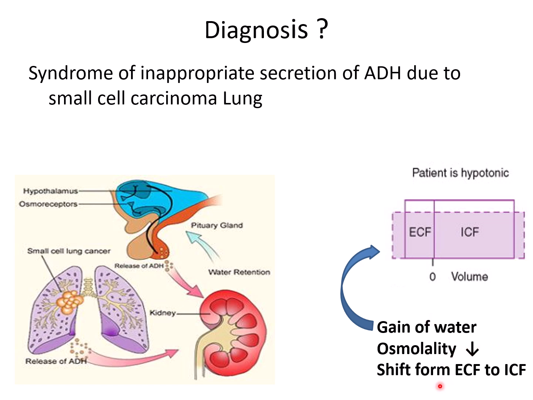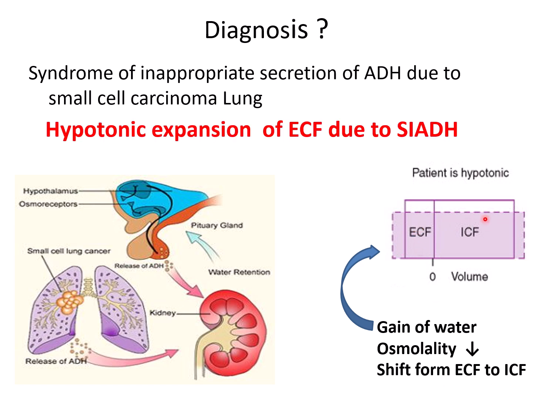Because there is gain of water in the extracellular compartment, osmolality decreases. Because the osmolality is decreased, there occurs fluid shift from extracellular to intracellular compartment. So this disturbance is known as hypotonic expansion of extracellular fluid due to syndrome of inappropriate secretion of ADH. This is ectopic ADH production secondary to small cell carcinoma lung.